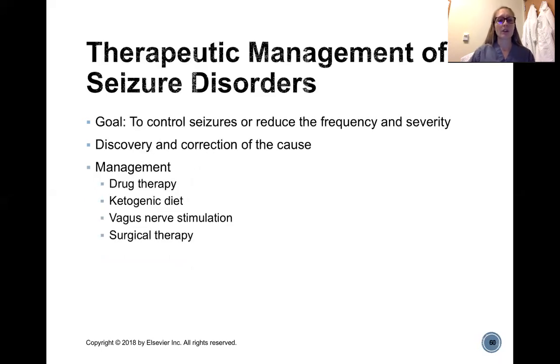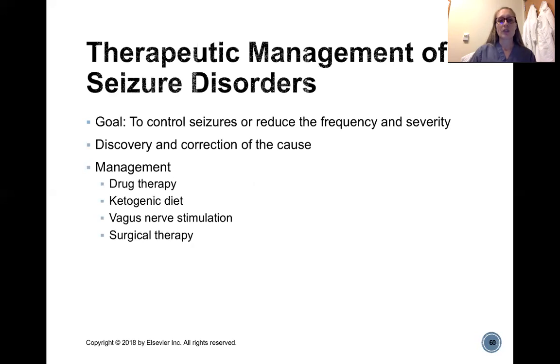For the therapeutic management of seizures, we want to reduce the frequency of the seizure and the severity of the seizures. We want to know if there's a cause, and if there is a cause that we can identify, we're going to try to correct it. For drug therapy and for management as a whole, we're really looking at epilepsy, because epilepsy, remember, is those seizures that don't have an identifiable cause. So if there's an identifiable cause, we're going to fix it if we can. Otherwise, we're going to manage the seizures, which is epilepsy.